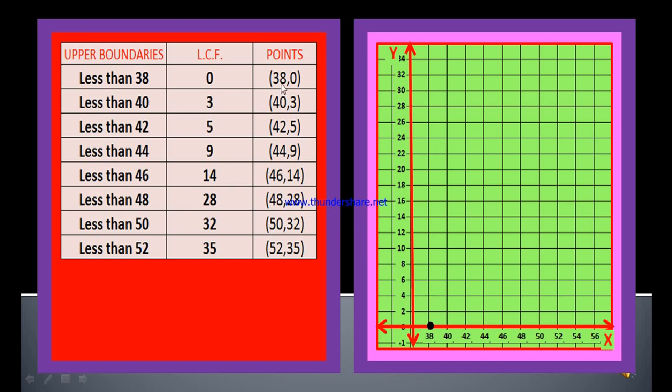Now let us plot these points one by one. First point is 38, 0. X value is 38 and y value is 0. This is the point which lies on x-axis. And next point is 40, 3. X value 40 and y value is 3. This is 2. On y-axis this is 4. Therefore 3 lies between 2 and 4 and this is the point.